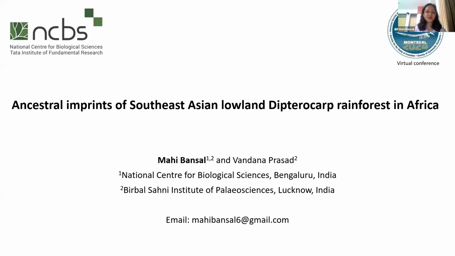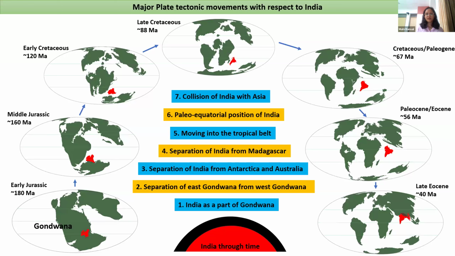So yeah, today I'm going to talk about the famous dipterocarps that constitute nearly 80% of all the emergent trees that we find in Southeast Asia. So before starting off, I would like us to recall the major plate tectonic movements with respect to India.